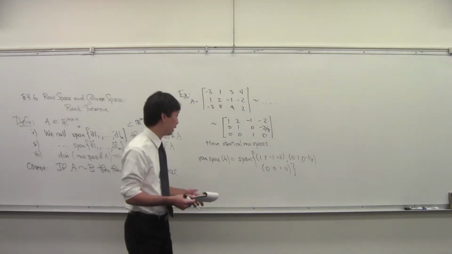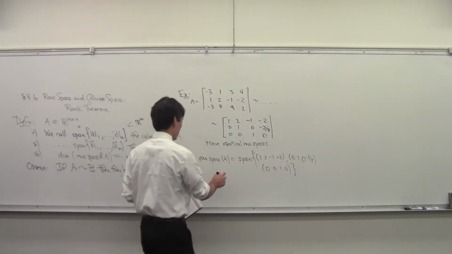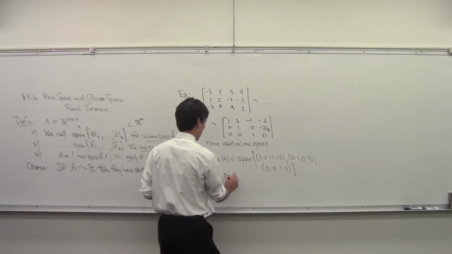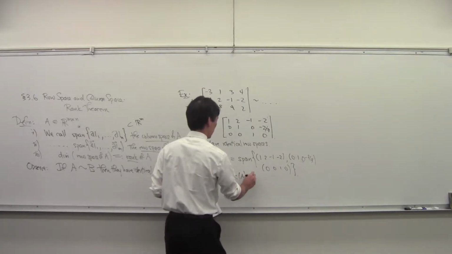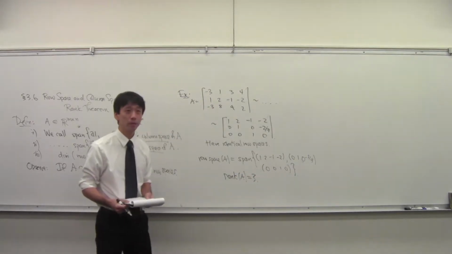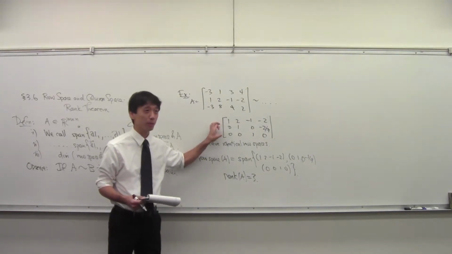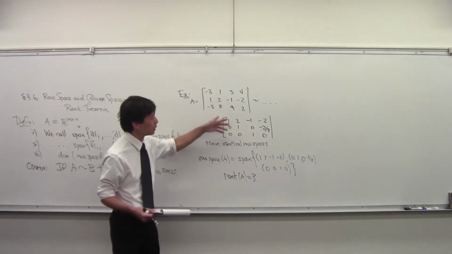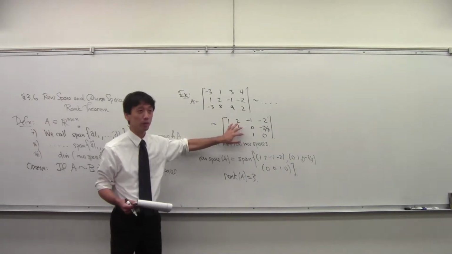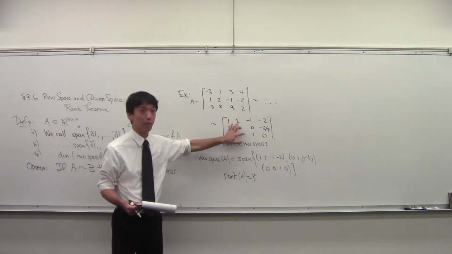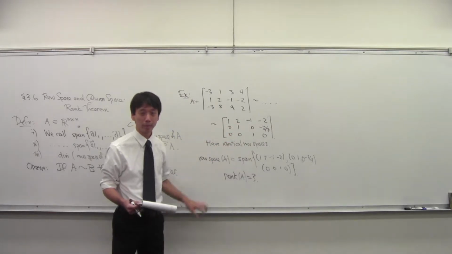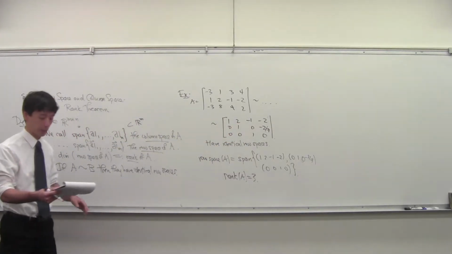And so you see that the rank of A is 3. The rank of this matrix is 3. Right. The rank is the dimension of the row space. We did this thing. It turned out to have 3 guys in its basis. And that's it. Okay.